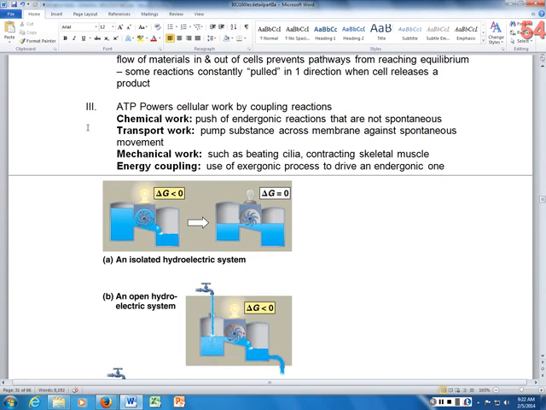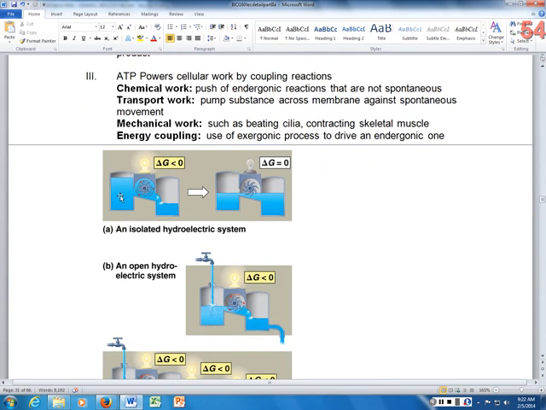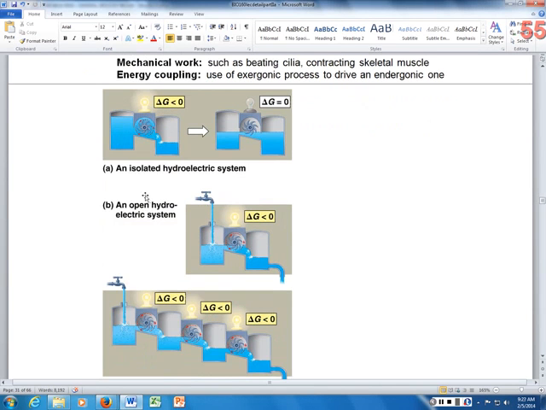Most of the time when you do work, you're going to use energy coupling. You use the energy derived from an exergonic process to fuel an endergonic process. You eat the cookies to get the energy to fuel you to walk across the room. They show it in a hydroelectric system here, where the water goes from the higher area to the lower area, spins this turbine, and uses that energy to power the light bulb.